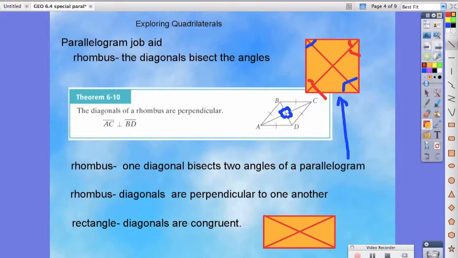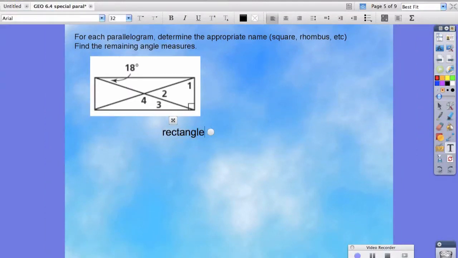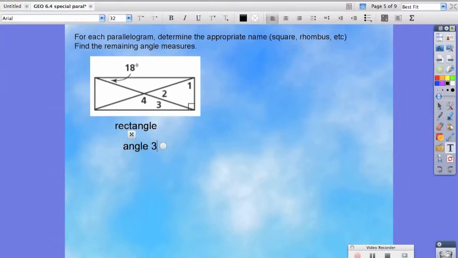So now we're going to try a couple of practice problems. It says for each parallelogram, determine the appropriate name, square, rhombus, etc. Find the remaining angle measures. Because we have a quadrilateral and because this angle on the bottom right corner is 90 degrees, that means this has to be at least a rectangle. Again, we know it's a rectangle because of that 90-degree corner. We also know we have alternate interior angles. Therefore, angle 3 is equal because it's an alternate interior angle to the given.